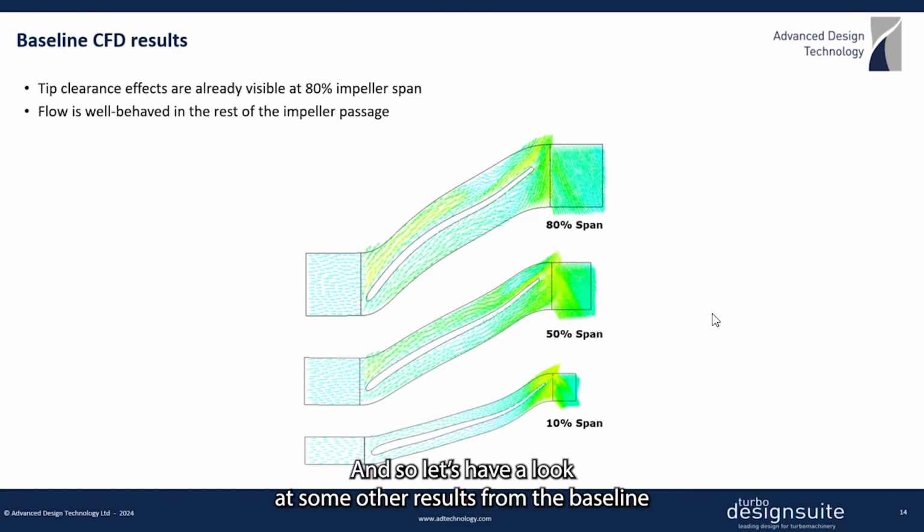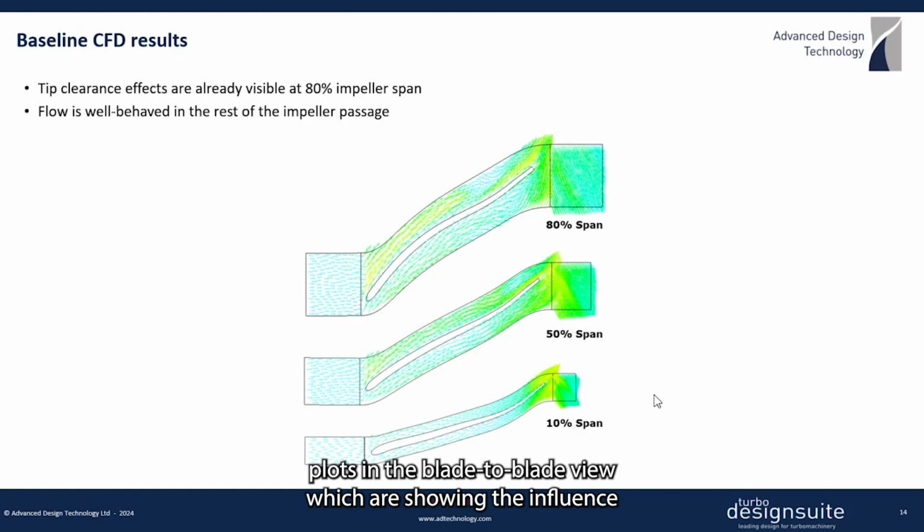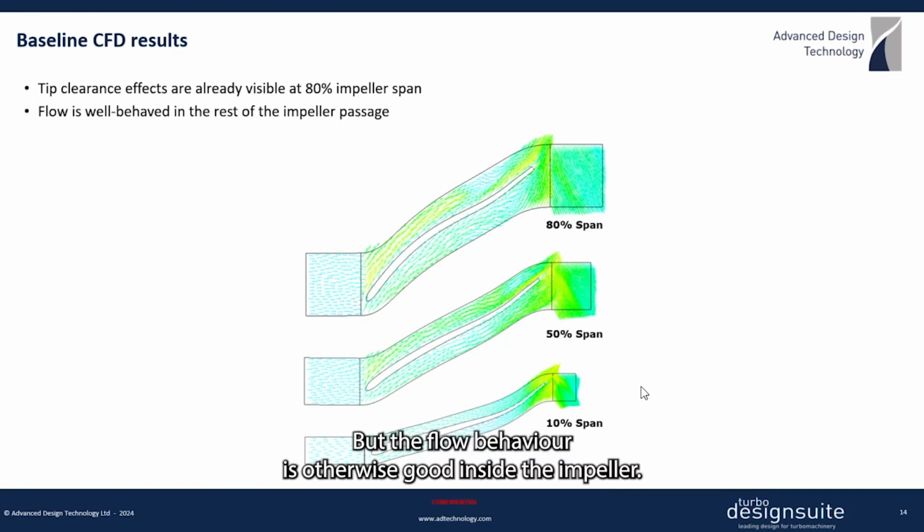And so let's have a look at some other results from the baseline CFD at design point. And here we have these velocity vector plots in the blade to blade view, which are showing the influence of the large relative tip gap even at 80% of the blade span, but the flow behavior is otherwise good inside the impeller.